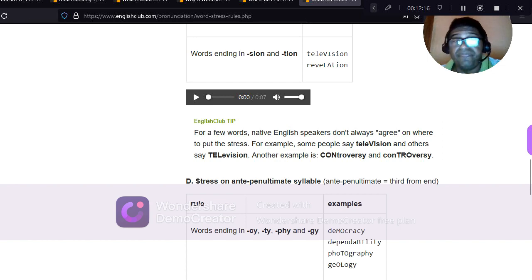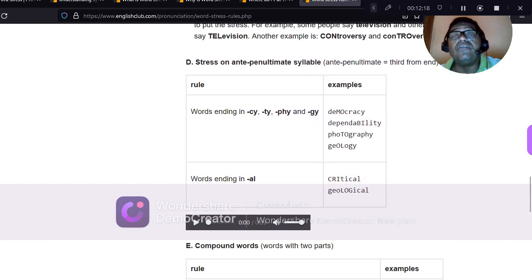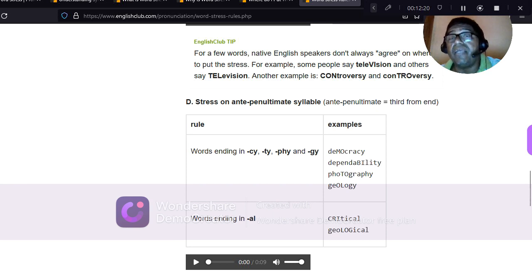Controversy. Stress on antepenultimate syllable. Antepenultimate: third from end. Words ending in CY, TY, PHY, and GY. Examples: democracy, dependability, photography, geology. Words ending in AL: critical, geological.